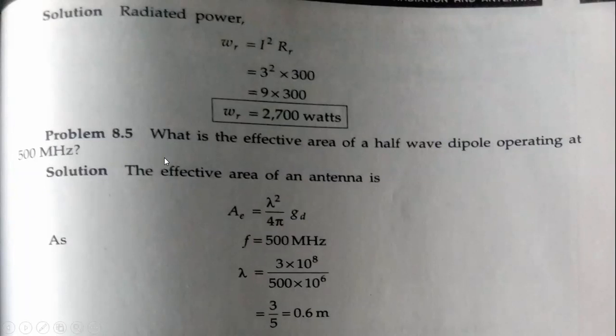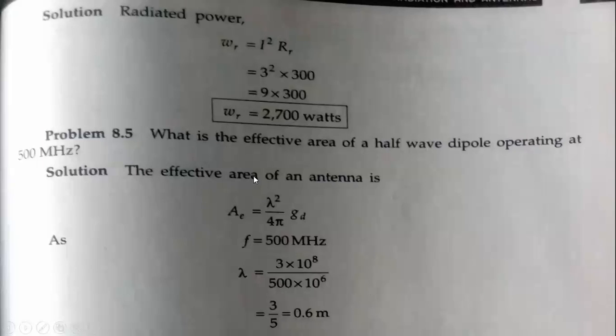Now next is, what is the effective area of a half wave dipole operating at 500 megahertz? So what is the effective area? The effective area means wherever you have the antenna, either the transmitting or the receiving antenna, the surrounding area from where the signals are going to be passed is the effective area of that antenna. Because there are various parameters related to the antenna, like aperture and effective area, this is the theoretical part we will discuss later on.